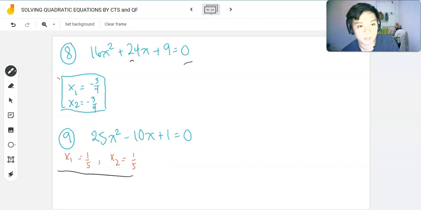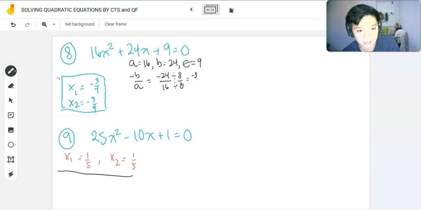So, ano yung A dito? 16. Ano yung B? 24. At ano yung C? 9. So, negative B over A is going to give us negative of 24 over 16, which when simplified, dividing both by 8, is negative 3 halves.